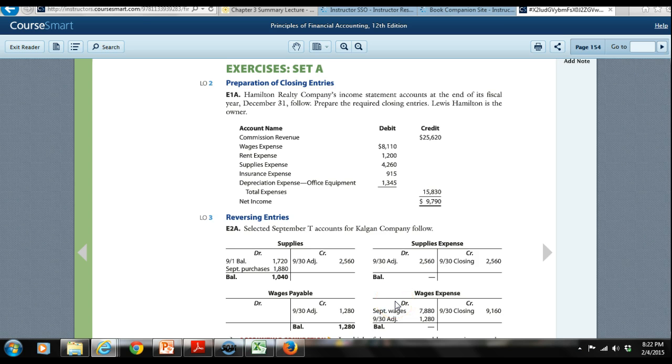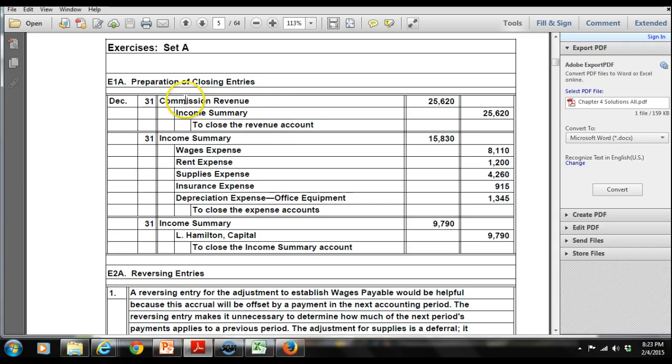Okay, good question. Let's look at this. As you see here, we're closing out the revenue and the expense accounts. So the first thing we're going to want to do is close out the revenue accounts. We know that commission revenue has a normal credit balance. So to close it out, we need to debit it to zero it out. So we are going to debit commission revenue, $25,620, and credit income summary, $25,620.